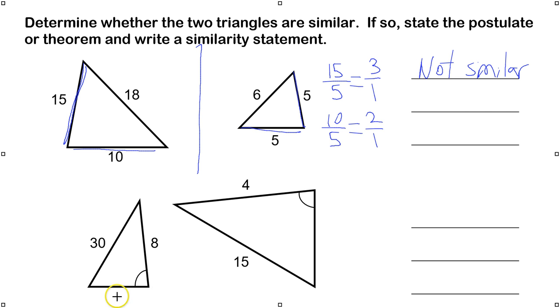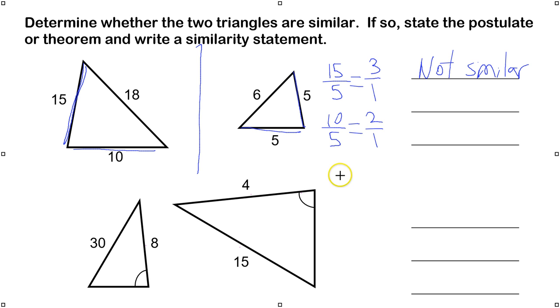So let's look at the bottom one down here. Let's look at what they give us first of all. We've got a side and an angle. Same over here, a side and an angle. So I might think side, angle, side, right? Wrong. Careful with that one.